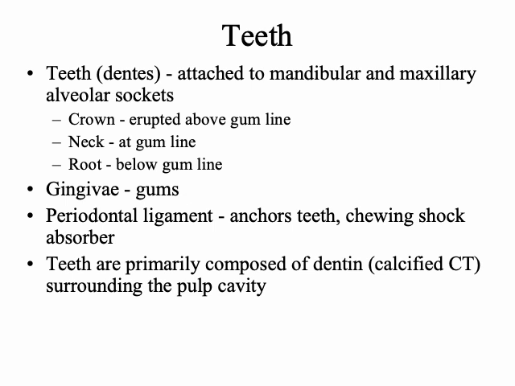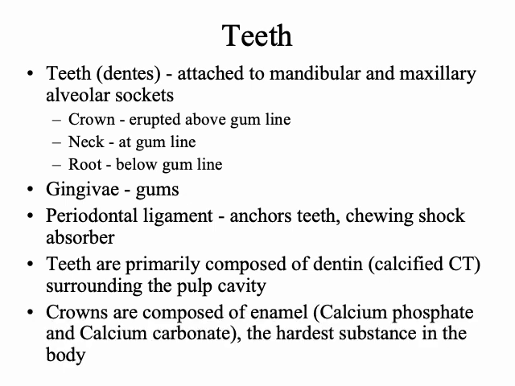I will say that the basic structure of a tooth is dentin. That surrounds the pulp cavity, which is the living part of the tooth, really. That's where the vessels and the lymph and the nerves are, all the sensitivity. The crowns, where you see the teeth inside your mouth, are covered in enamel.